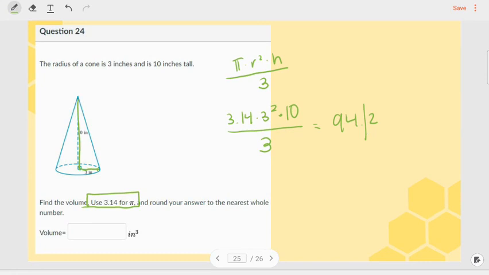No decimals in my answer. So does that 2 make that 94 round up? No, it does not. 94.